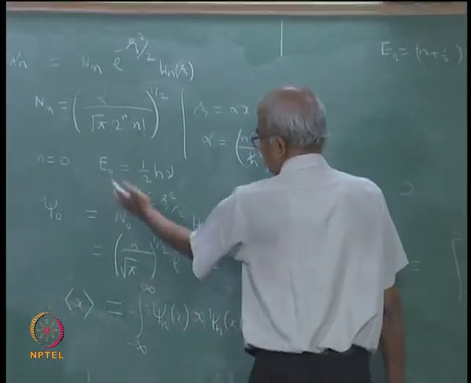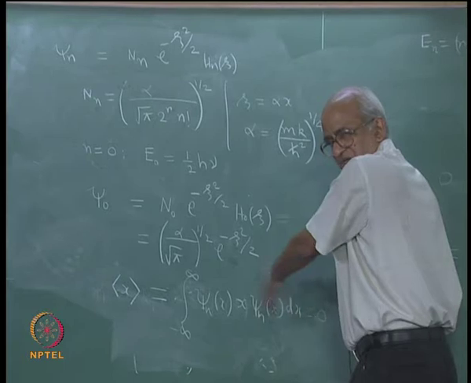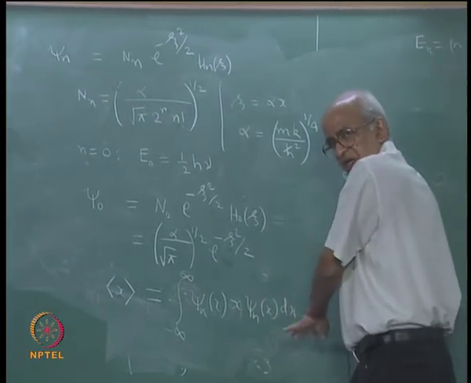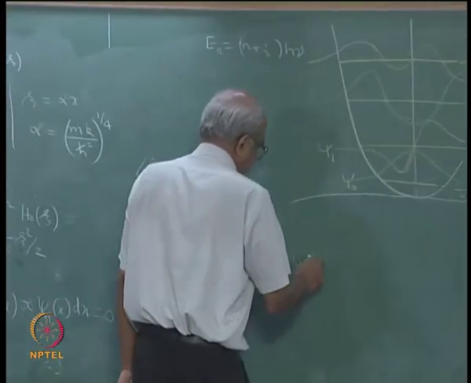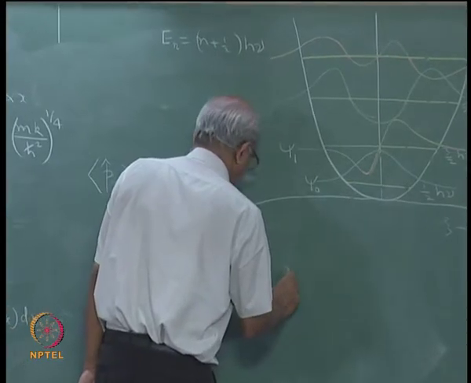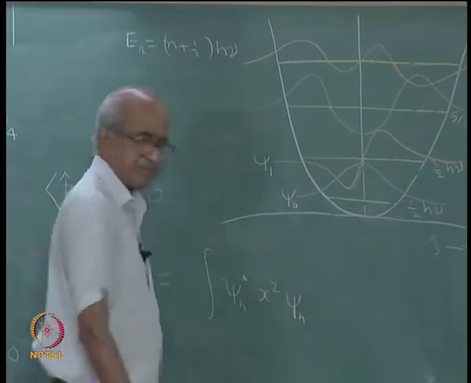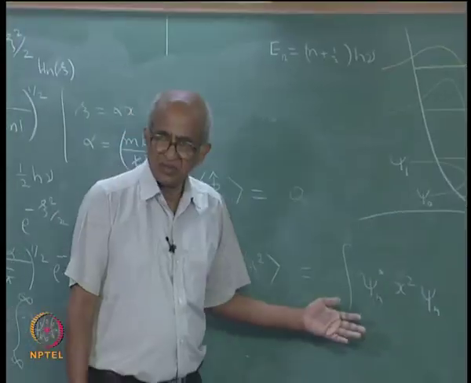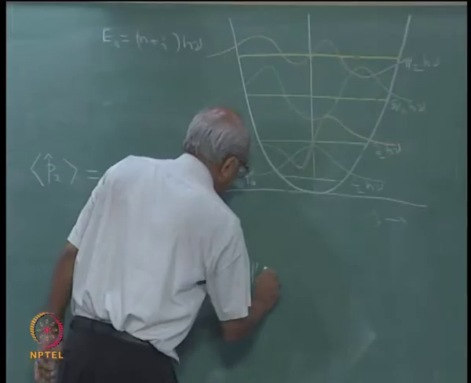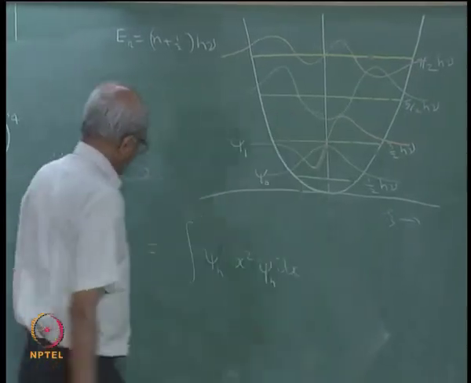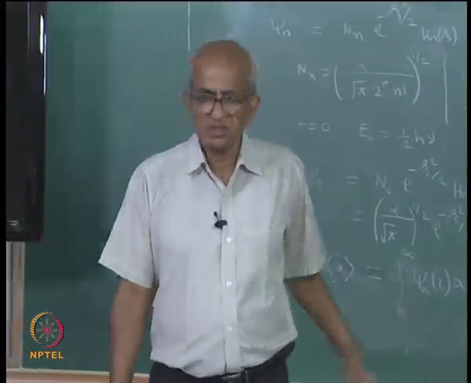Even though I said I am going to speak about the 0 state, the expectation value that I wrote is general. The answer is valid for any general n. So, let us say I have psi n x square psi n. I am not going to put the star here, because the function is real and therefore star has no effect. So, I want to evaluate this integral, that is the expectation value of x square, right.